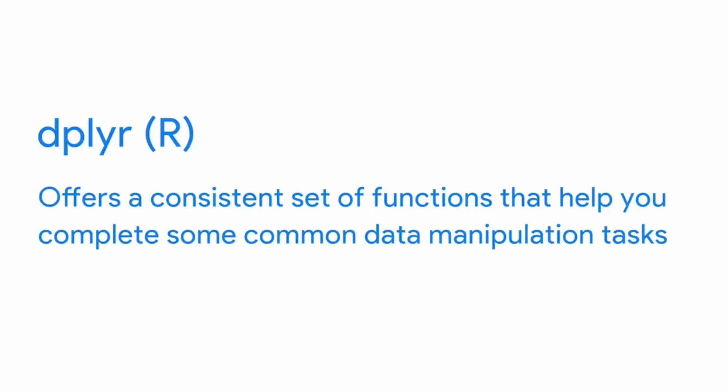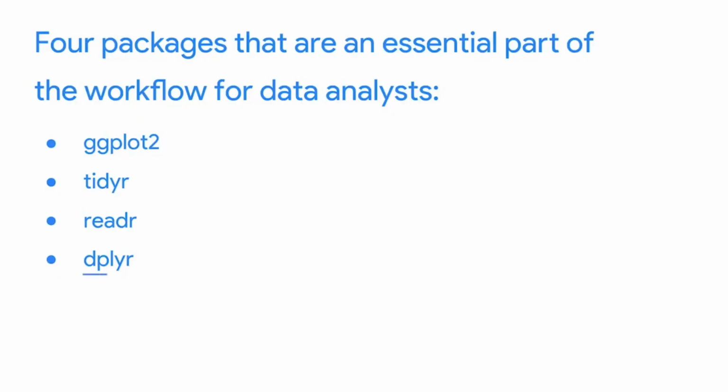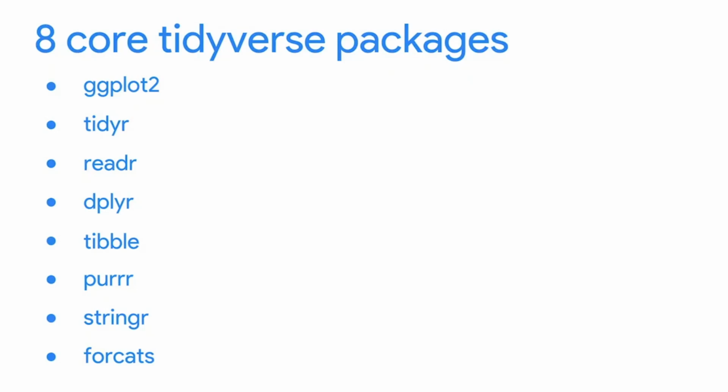Now, on to dplyr. dplyr offers a consistent set of functions that help you complete some common data manipulation tasks. For example, the select function picks variables based on their names, and the filter function finds cases where certain conditions are true. And yes, dplyr is another package we'll get to later. There's plenty to look forward to. So that's the Fab Four of the tidyverse. They'll all make your programming in R more straightforward and efficient. The other four packages are definitely useful too, but you might not use them as often.